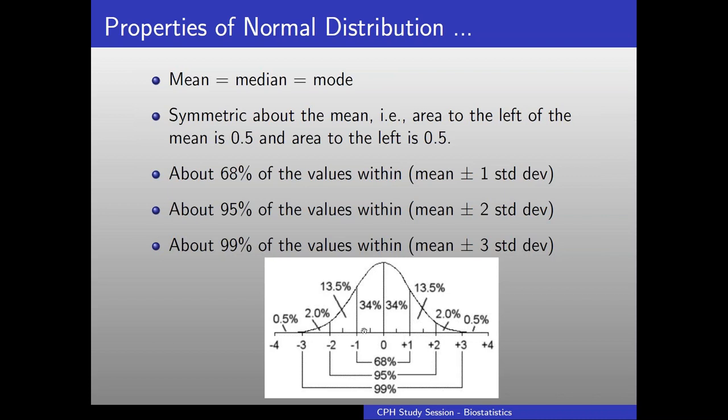If you go out 1 more standard deviation, so the mean plus or minus 2 standard deviations, then you're going to have covered about 95% of all values. And if you go even further to 3 standard deviations, you would have covered 99% of all values. So if something follows a normal distribution, most of the people, 99% of them, fall within 3 standard deviations of the mean in either direction.